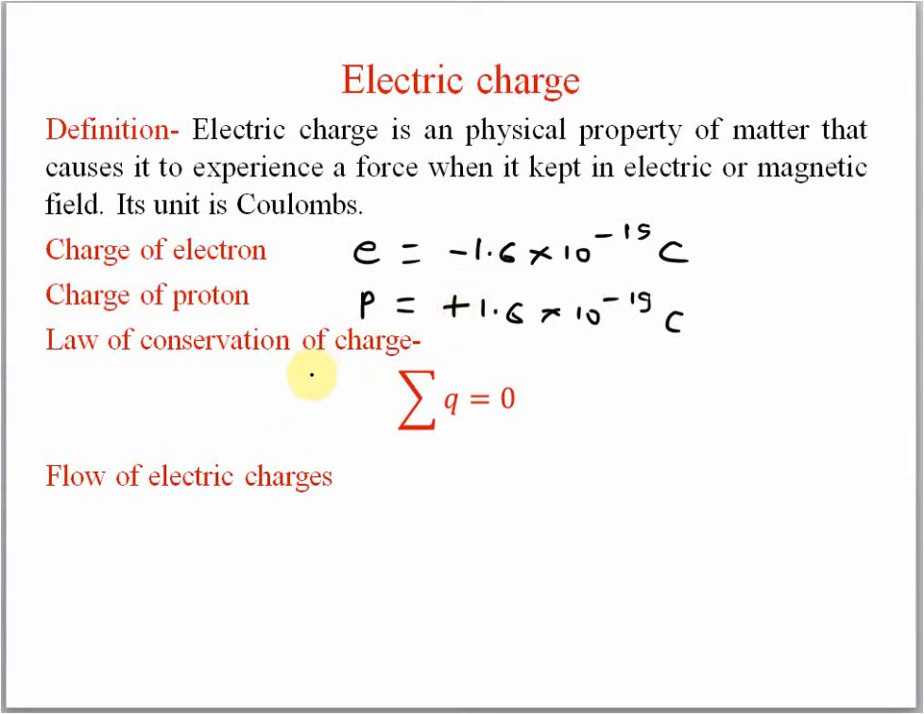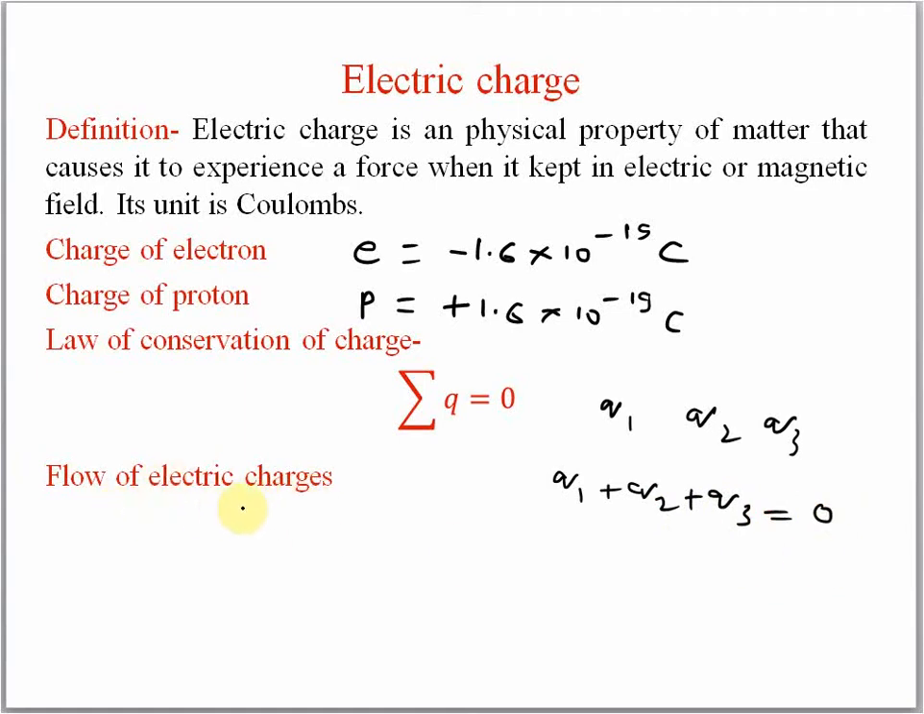Next point is the law of conservation of charge. What is the law of conservation of charge? That means sigma q equals 0. That means if there are charges q1, q2, q3, so if we add q1 plus q2 plus q3, that means sigma of q will be 0.